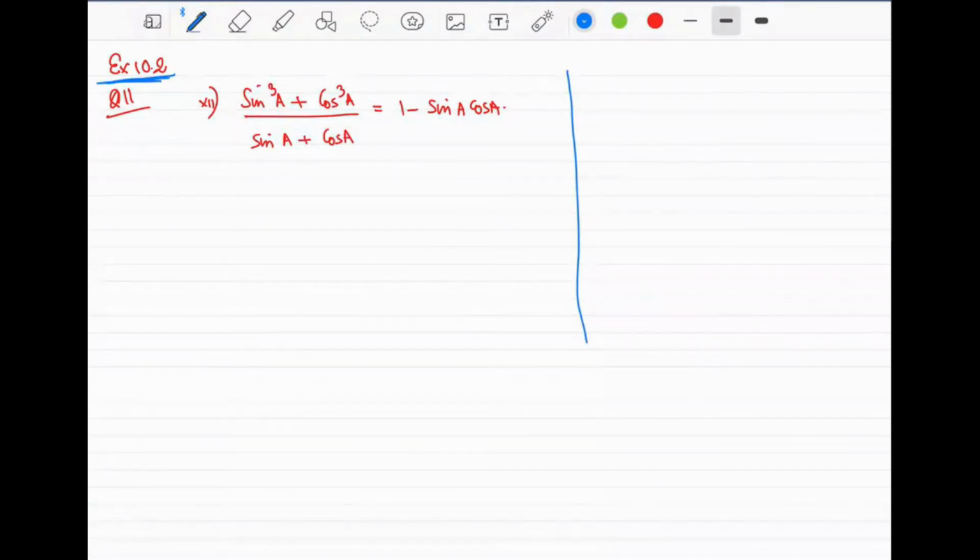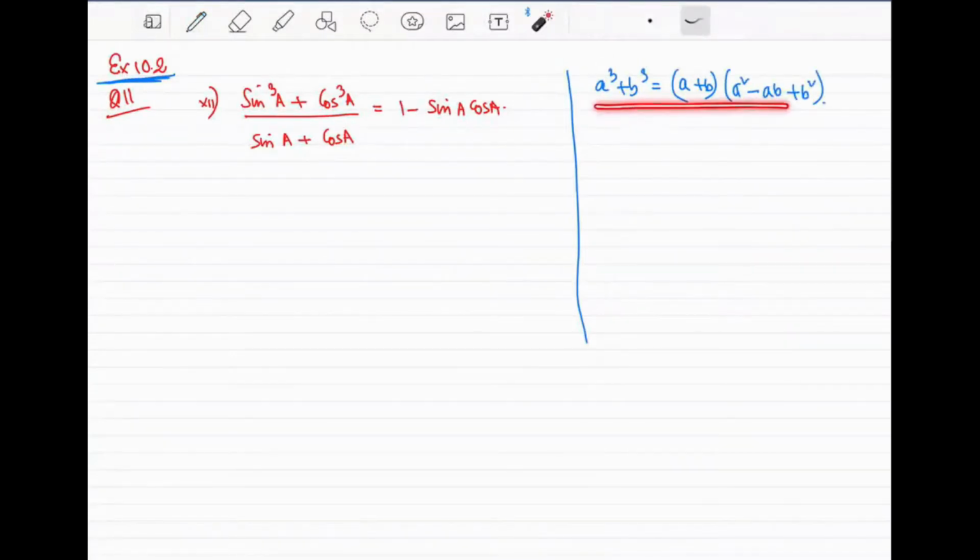So this one we are going to use two formulas. First formula is a cube plus b cube is equal to (a plus b)(a square minus ab plus b square). This formula I've given you all during factorization, right? So I hope that you all are still able to remember this. You have been doing this since class 8, this formula.